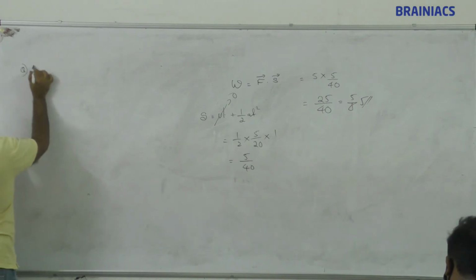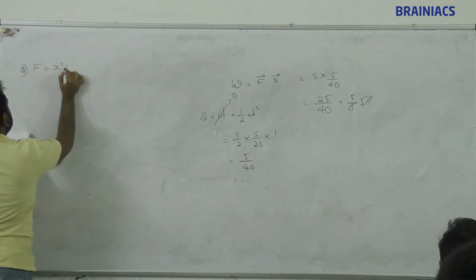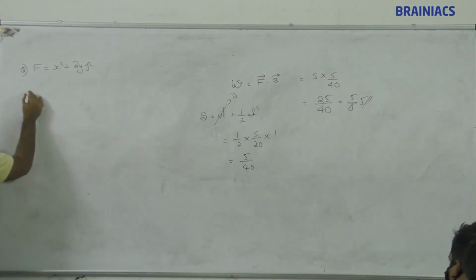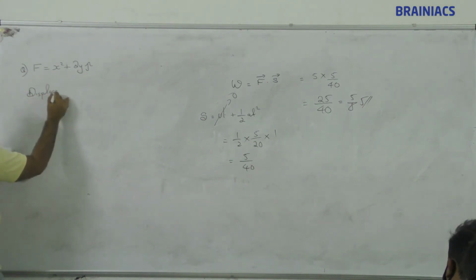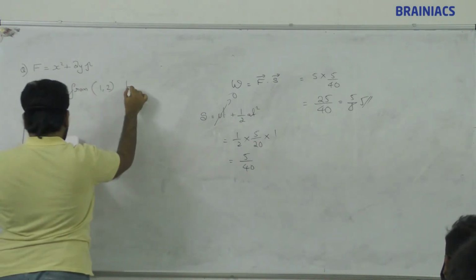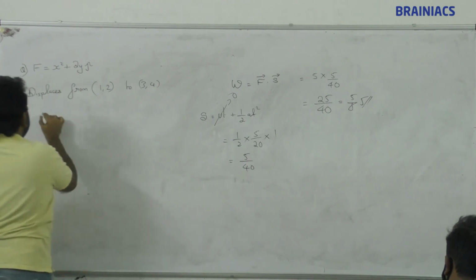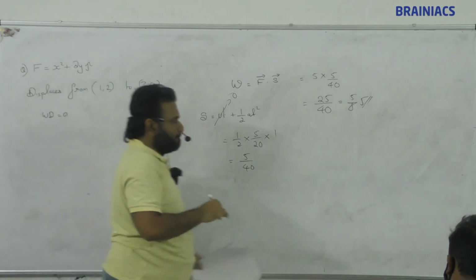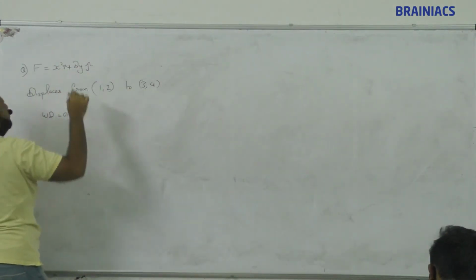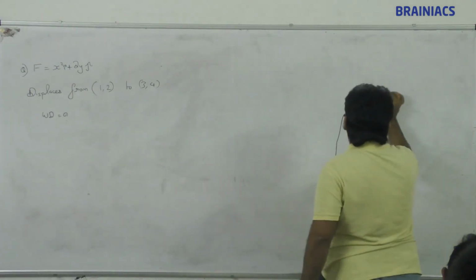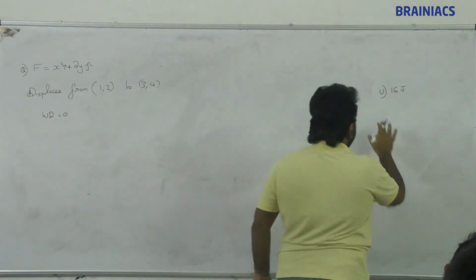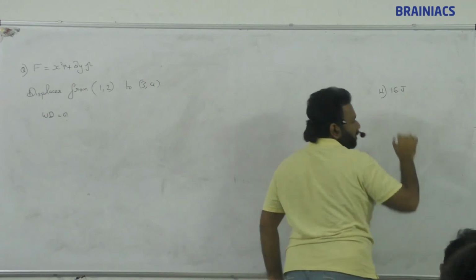Okay, another question. F is equal to x square i, displaces from 1, 2, 3, 4. What is that? Hemant. Okay. Any other answer?